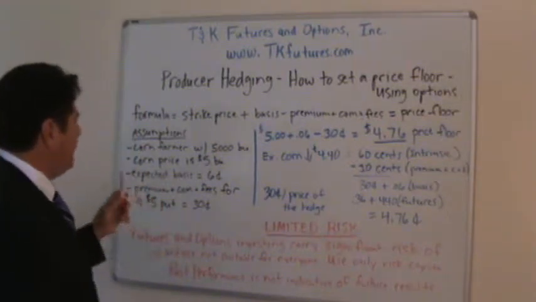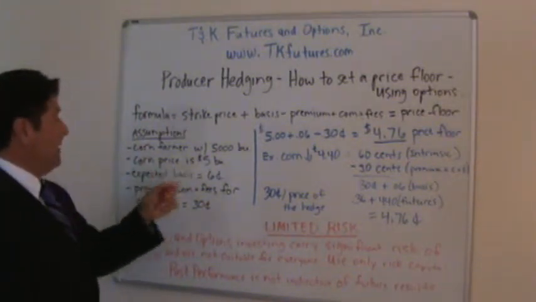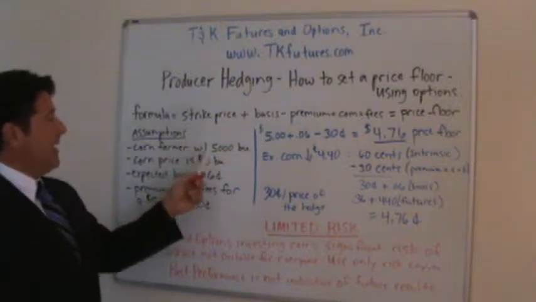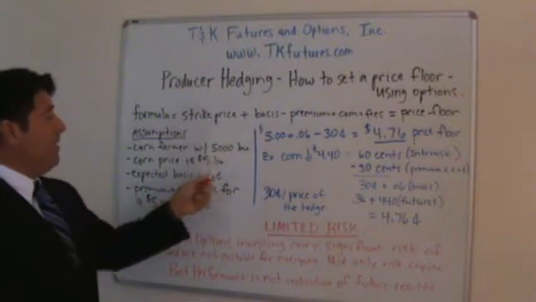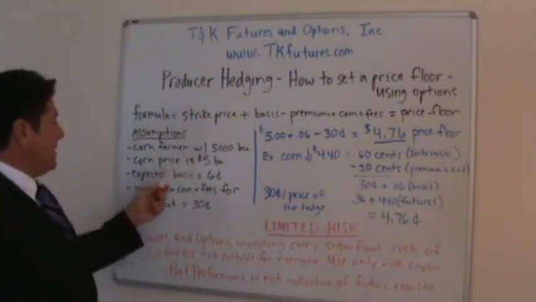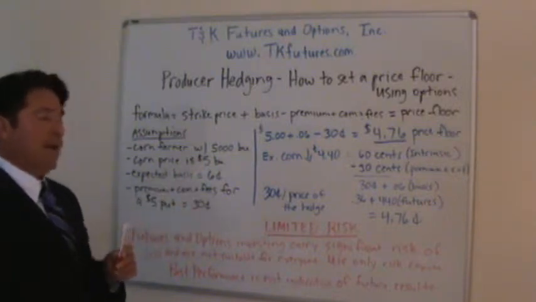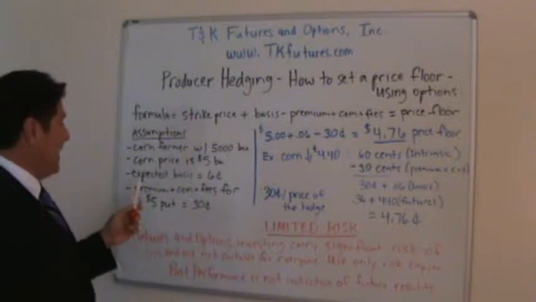Okay, for this example, here are our assumptions. I'm assuming it's a corn farmer that we're dealing with, and he's going to produce 5,000 bushels on his farm this year, is what he expects. And he wants to hedge that, and we're also going to assume that the price of corn is $5 a bushel. This is all made up, it's not $5 a bushel here today.